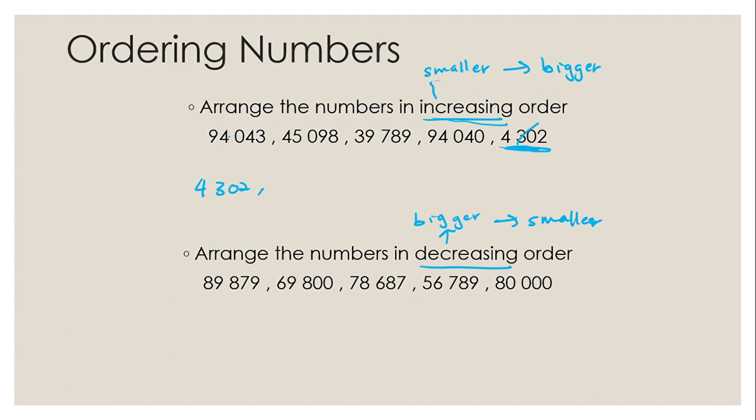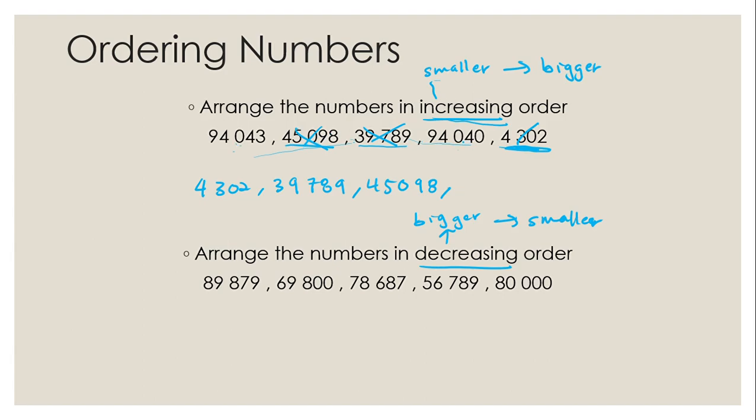Then from among all the numbers left, we check which one is smaller. From here we can see this is the smallest of all the numbers left, right? So we put this one in the second place, and then we discard it. We're left with 3 numbers. From these 3 numbers, which one is the smallest? Smallest is here, so we put this number. This one is also done.